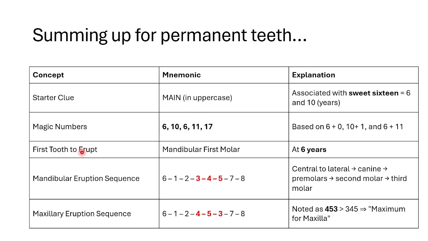And we know the first to erupt is the mandibular first molar, which is at 6 years, followed by the mandibular central incisor. Then talking about the eruption sequence, 3, 4, 5, we wrote that sequentially for mandible, and for maxilla it has to be that number greater but starting with the number 4. So it cannot be 435, it has to be 453 because max for maxilla. So that's the eruption sequence for mandibular teeth and maxillary teeth.